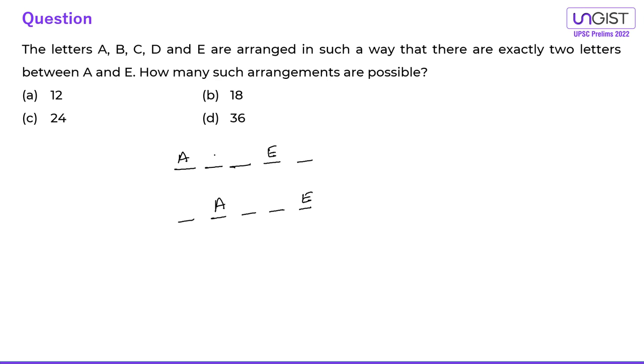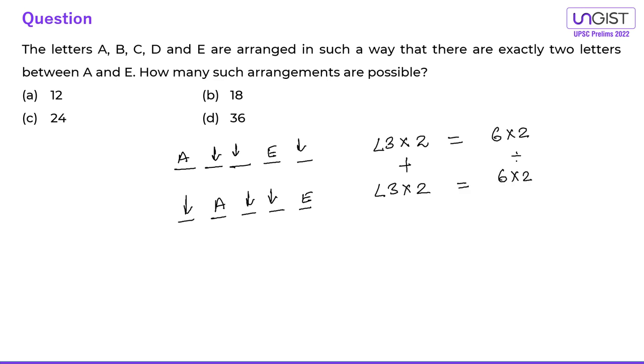So guys, here 1, 2 and 3. So this is factorial 3. And A, E can interchange their position. So this is 2. And here also 1, 2 and 3. So factorial 3. And A, E can interchange their position. So this is again 2. Just add them. So factorial 3 is what? 6. 6 into 2. And this is 6 into 2. Just add them. So this is 12 plus 12. So this is 24. So total 24 arrangements are possible. Right? The answer is 24 arrangements are possible.